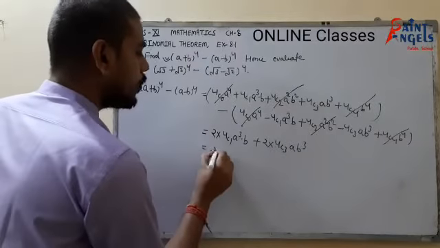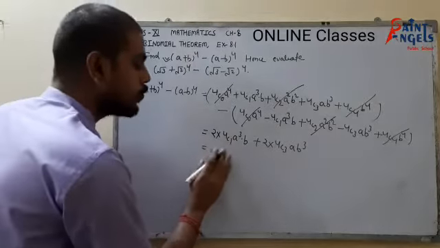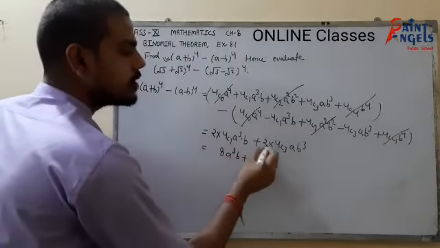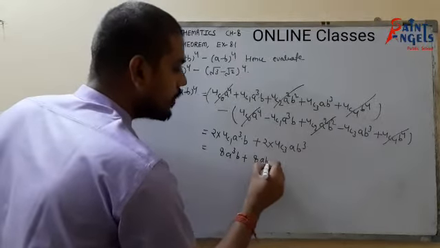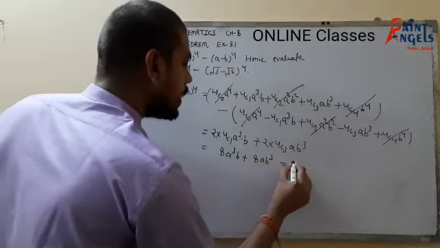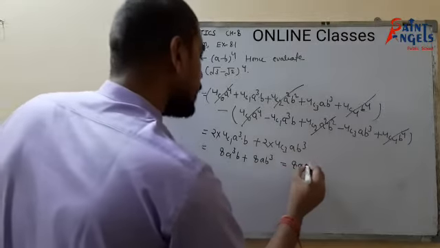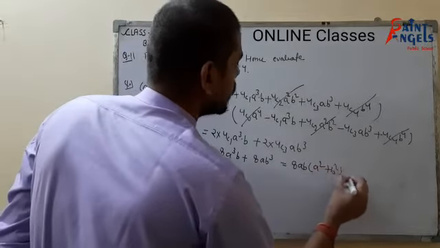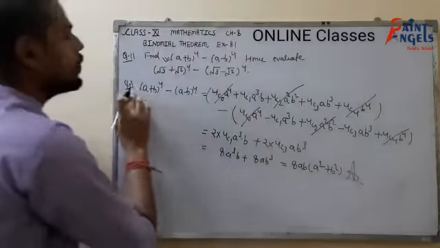But 4c1 means what? 4. So 4 into 2 is 8. So we have 8 a cube b plus, similarly over here 8 ab cube. So now from here take 8 ab as common and we will be left with a square plus b square. So this is the value of this function.